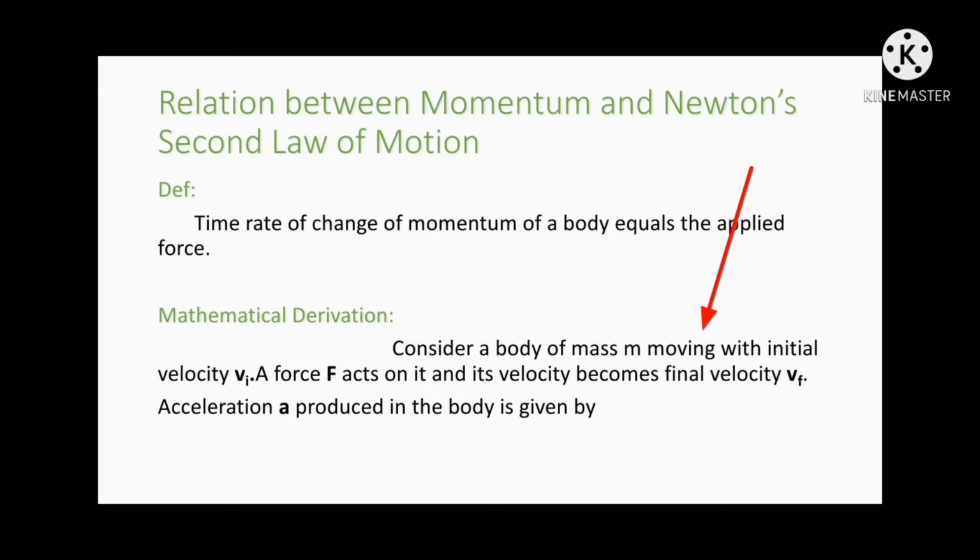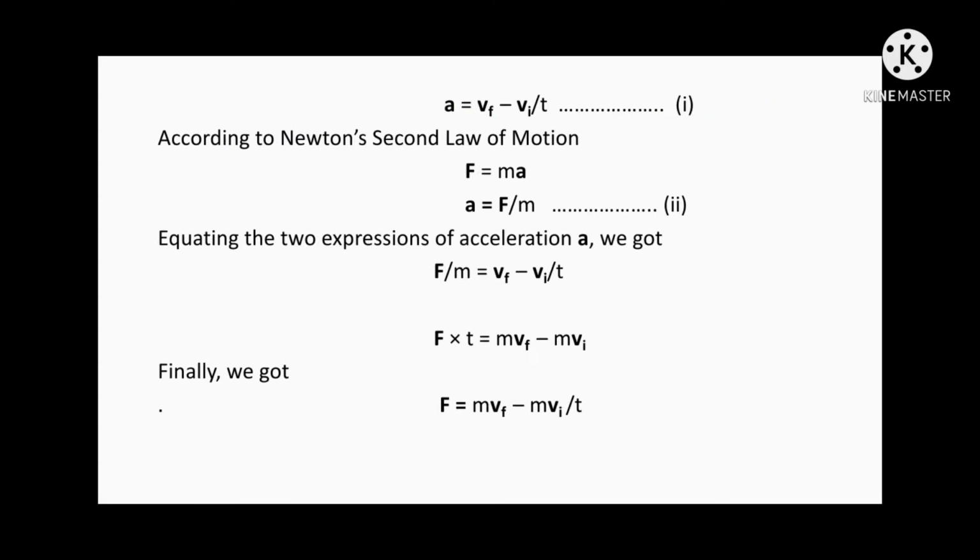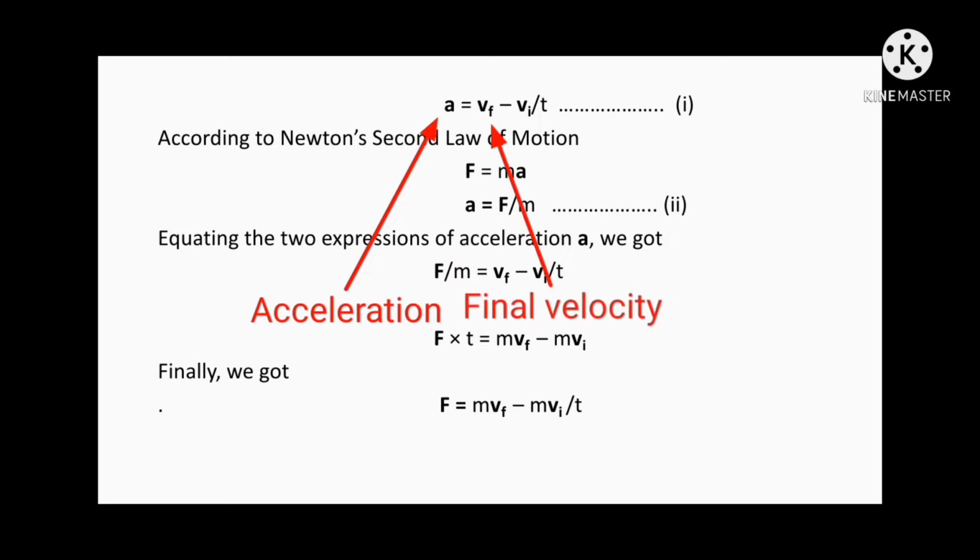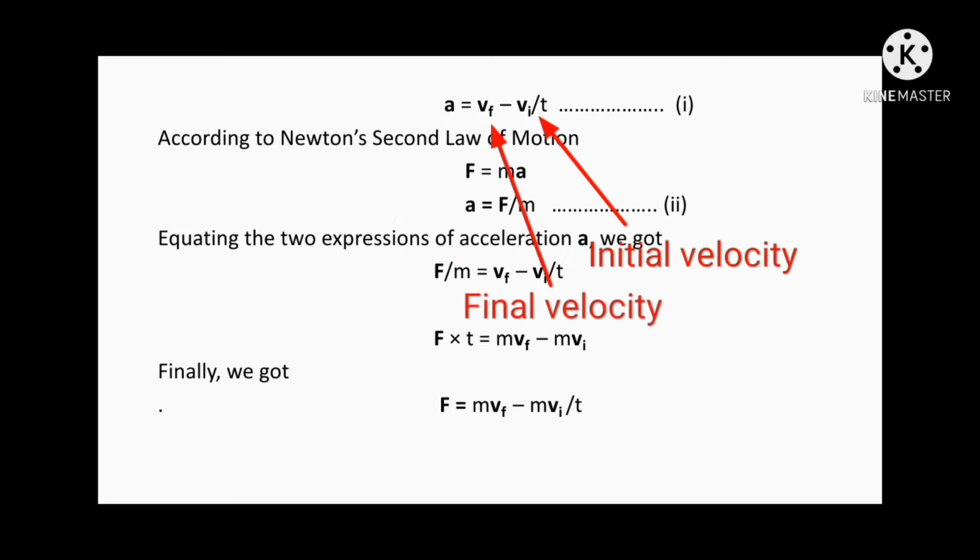Acceleration produced in the body is given by this expression. The bolded letters show the vector quantities, meaning they need direction for their complete description. They are not scalar quantities. So, acceleration a produced in a body is given by a = (Vf - Vi)/t. Here, a shows the acceleration, Vf shows the final velocity, Vi shows the initial velocity, and t shows the time.